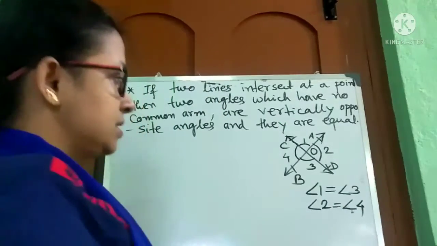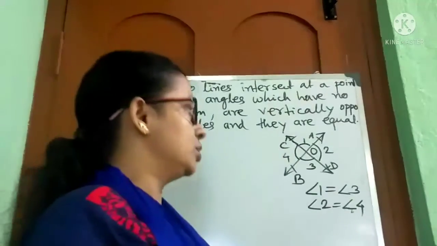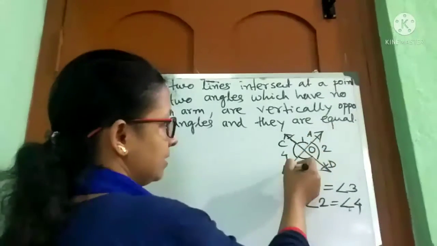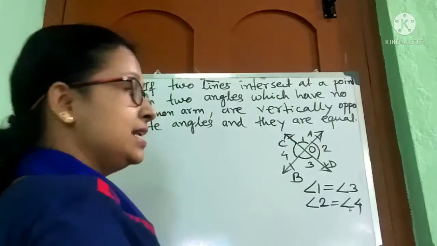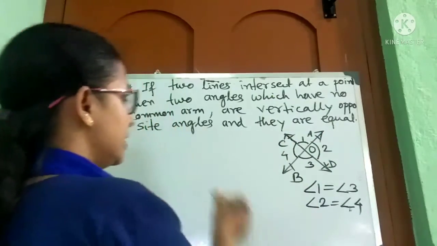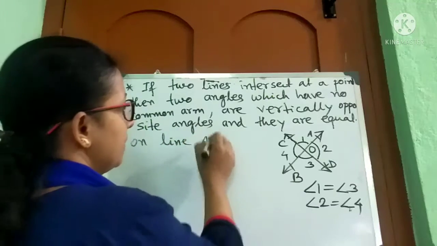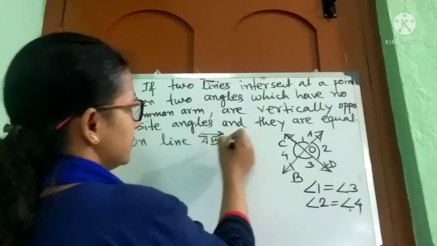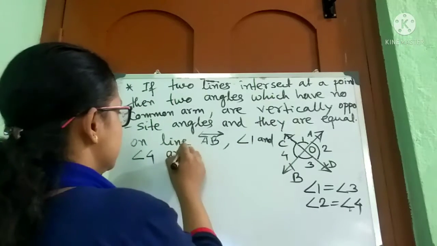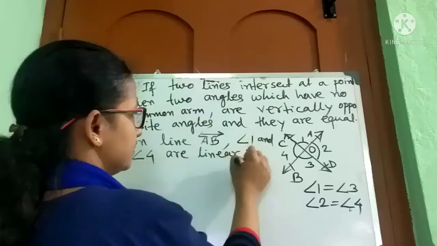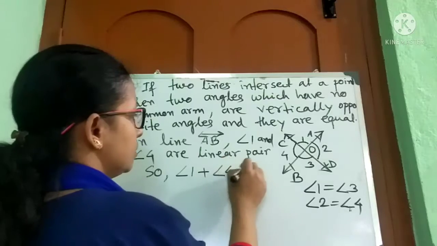So now I will prove why two vertically opposite angles are equal. Look at the board, what I am saying. We take line AB. Angle 1 and angle 4 are a linear pair, so their sum will be 180 degrees. So on line AB, angle 1 and angle 4 are a linear pair, so angle 1 plus angle 4 equals 180 degrees.